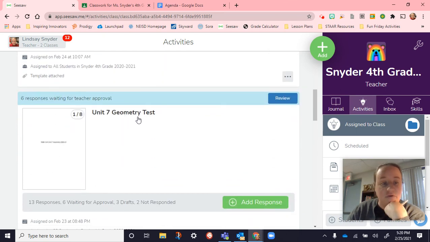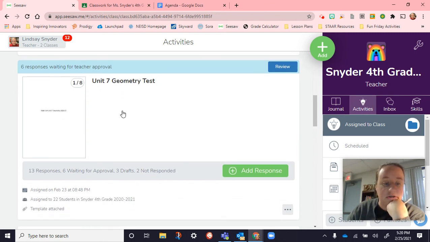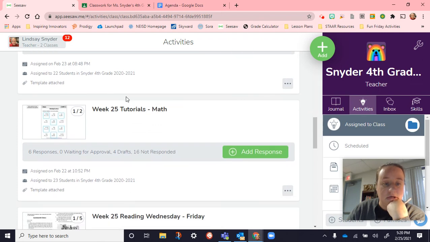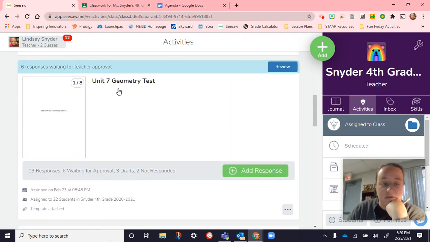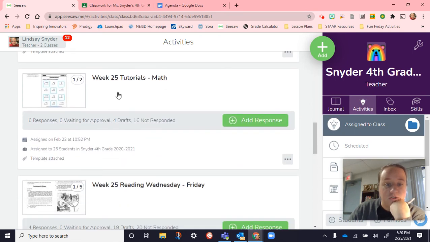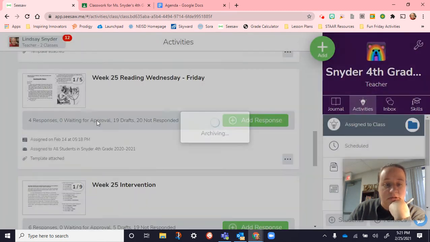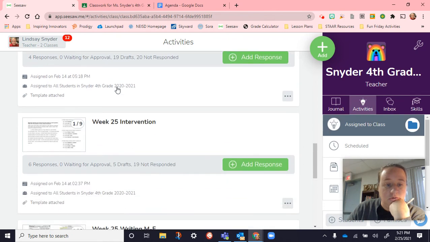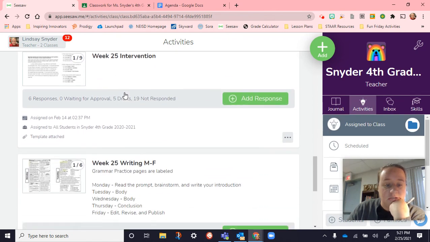Geometry retest, if you have your retest complete, and I still need to check them, make sure you have that done. I wasn't sending out scores until they were in Aware. So if you just did it on Seesaw and you haven't entered it in Aware, make sure you have both. And then tutorials, I'm going to go ahead and archive that, and then we'll finish this up tomorrow. This might get pushed to next week.